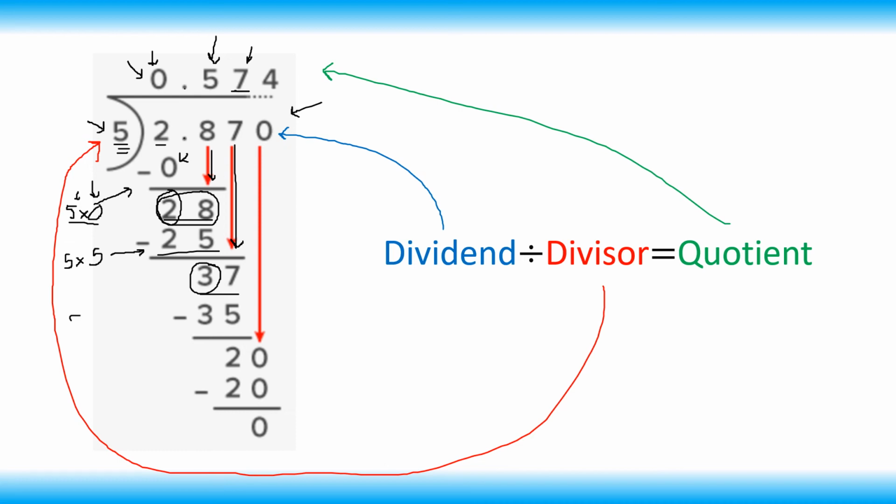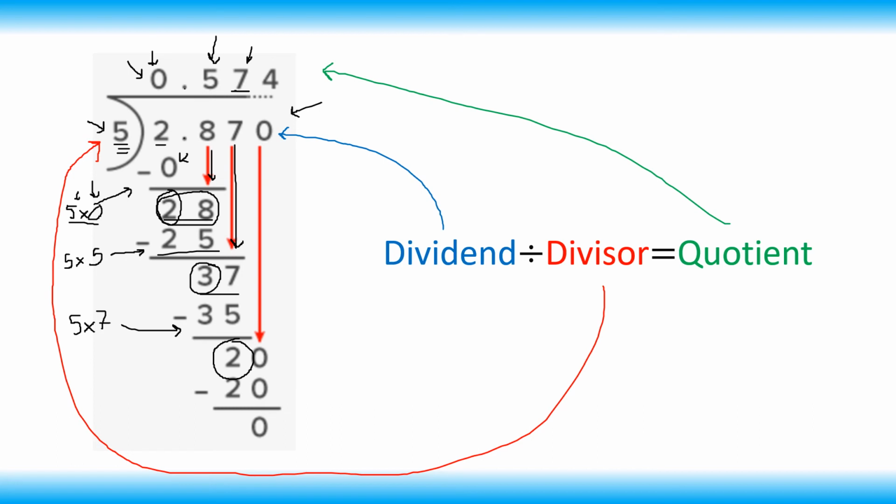So we do 5 times 7. 5 times 7 equals 35. That's this 35 in here. We do that subtraction. We get 37 minus 35 is 2. And we want to keep going until this final answer is a 0.